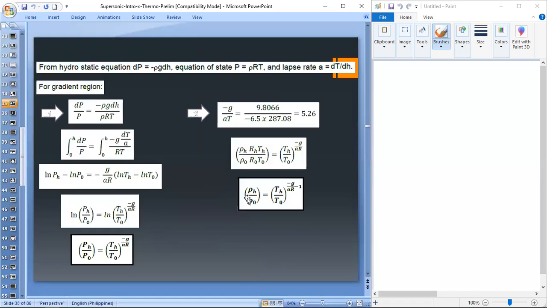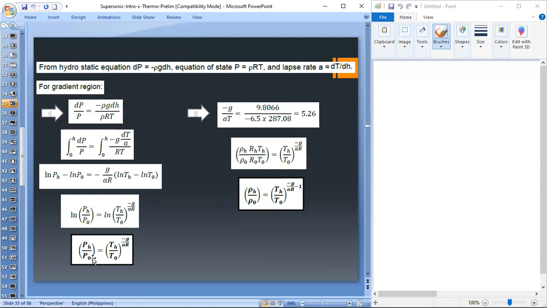And then, equate mo lang siya, no? Integrate by height, no? Sa hydrostatic equation natin, and in our equation of state. So, nagsama-sama, no? So, troposphere is on gradient region. So, makukuha na lang ang formula na to.